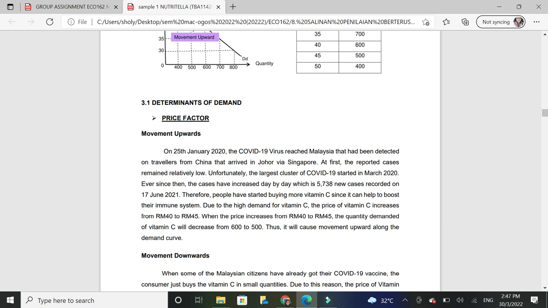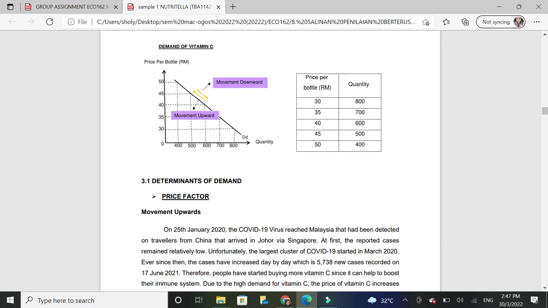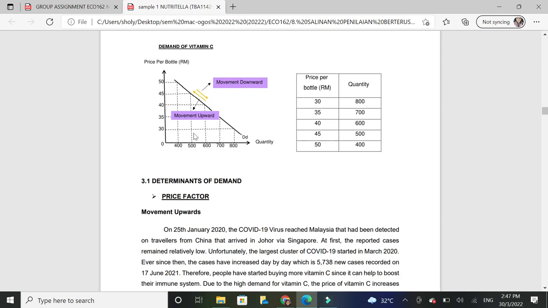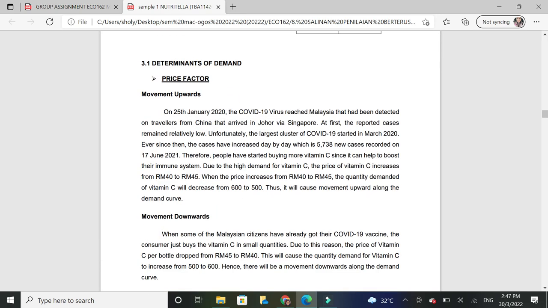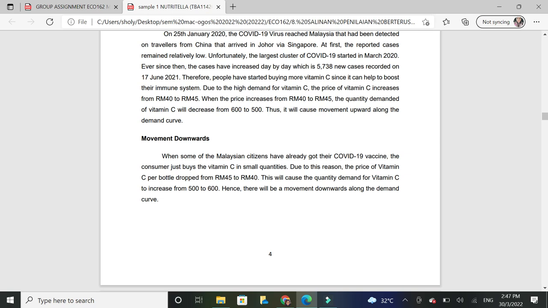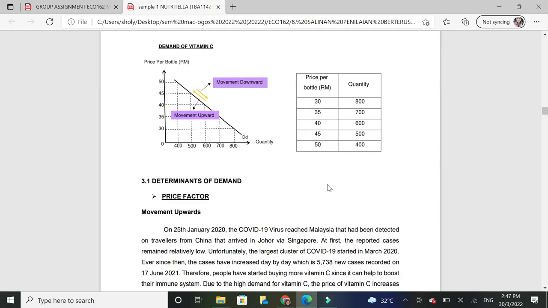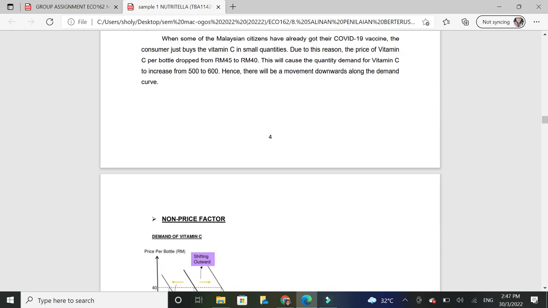So bila harga gandum meningkat, of course automatically the price of your product will increase and result in a decrease in quantity demanded, and there will be a movement upward along the demand curve. Macam tu lah. And then you can cerita pula kalau movement downward macam mana. Kita nak tengok you apply the thing that I teach in the teaching video in your assignment.